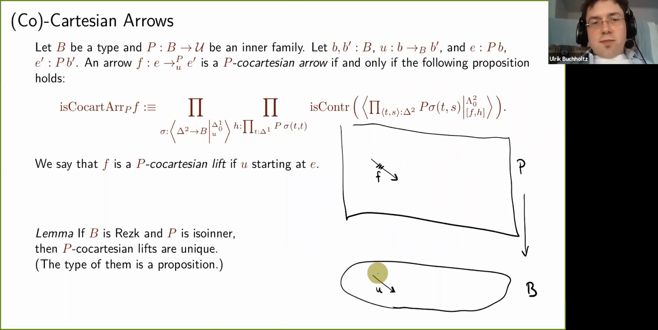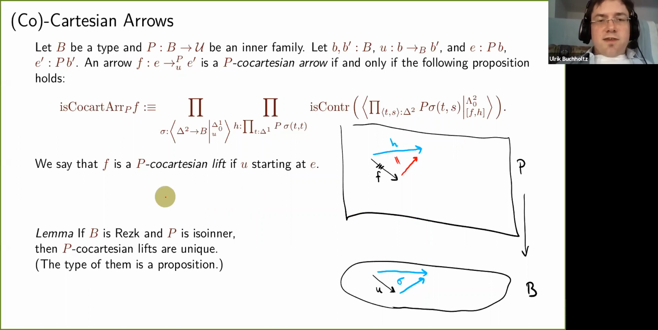We are given a 2-simplex extending U in the base. So this looks something like this. And then we are given an arrow over the diagonal in the square. So that's a long edge of the 2-simplex, so that's something over here. Let's call this sigma, and this is H. And then something has to be contractible, namely the ways of extending this to a 2-simplex here with a filler here. That has to be contractible. Okay, that's a co-Cartesian arrow.